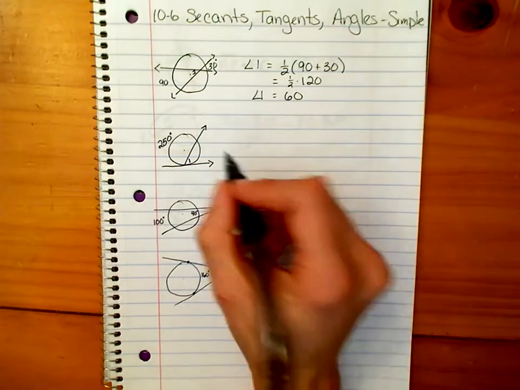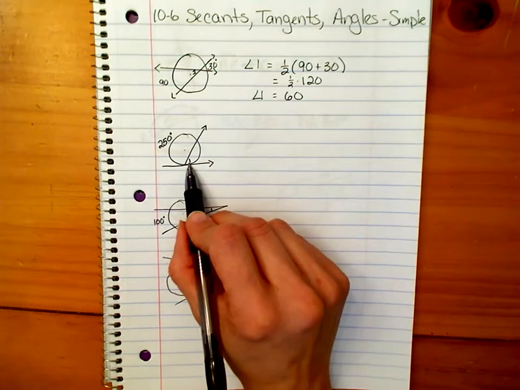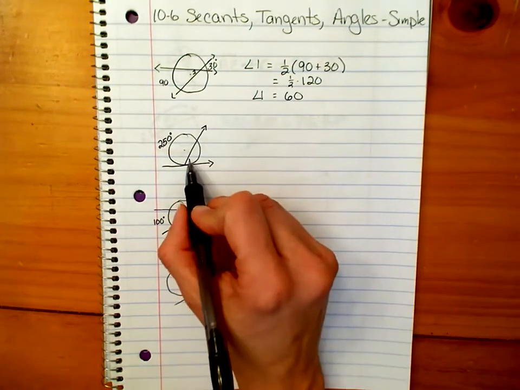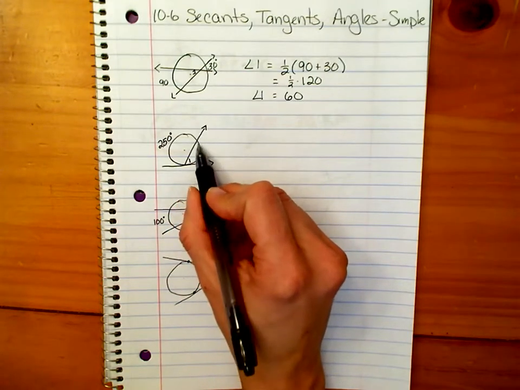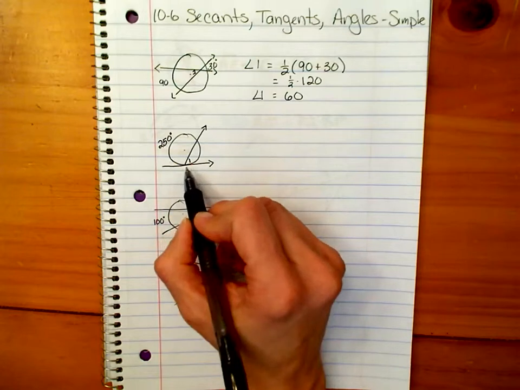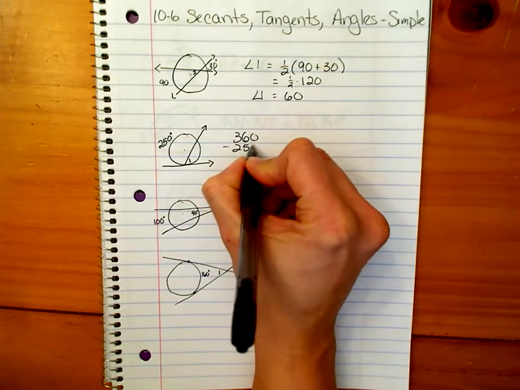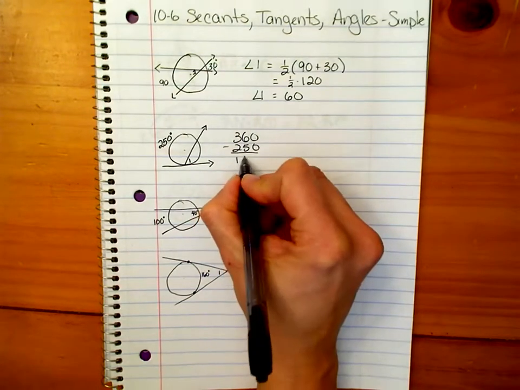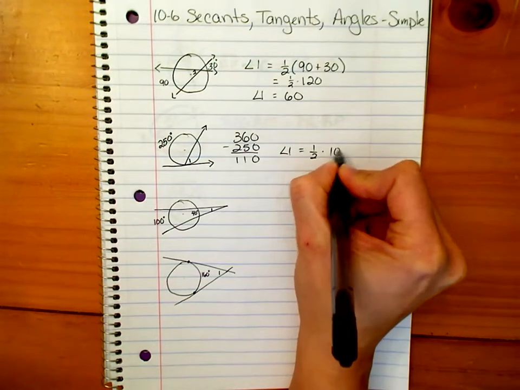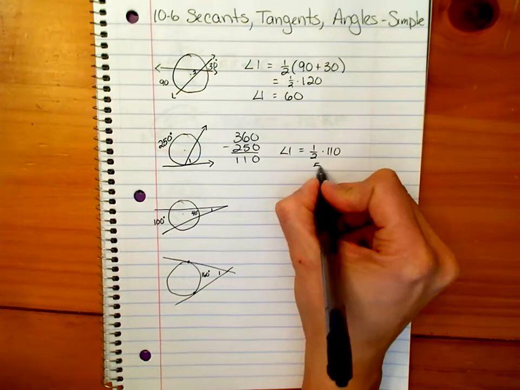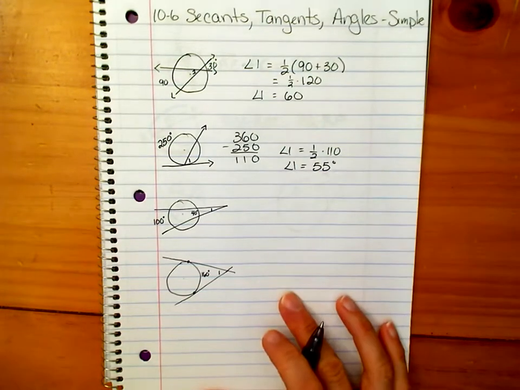Now, this one is a secant and a tangent that are forming an angle. And that rule says that this angle, it's kind of like the inscribed angle, is half of this arc. Notice they don't give us this arc. But if we know this whole arc, we know that all the way around this circle equals 360, we first just take 360 minus 250. And 360 minus 250 is 110. So angle 1 is equal to 1/2 of 110. And half of 110 is 55. So angle 1 is equal to 55.